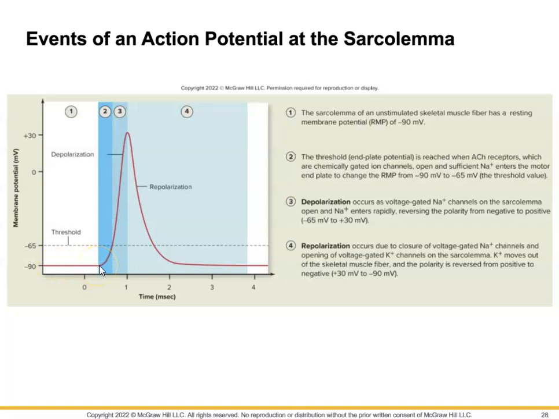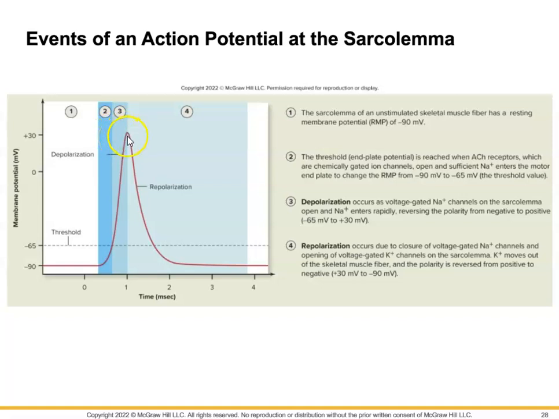Depolarization is occurring starting here. We are bringing in sodium ions and the cell is becoming less negative, less negative, less negative. And bam, when we got enough sodium in to reach negative 65, this cell is now depolarizing all the way to positive 30 and contraction is occurring.